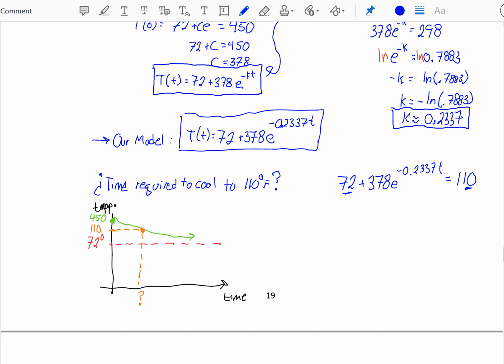So if you have 110 minus 72, that'll be 38. And then divide by 378. We should get e to the negative 0.2337t equals, and I'm going to write my decimal on the right-hand side to 4 places, so 0.1005. Of course, to be more accurate, maybe I should not do any rounding and just leave it as a fraction.